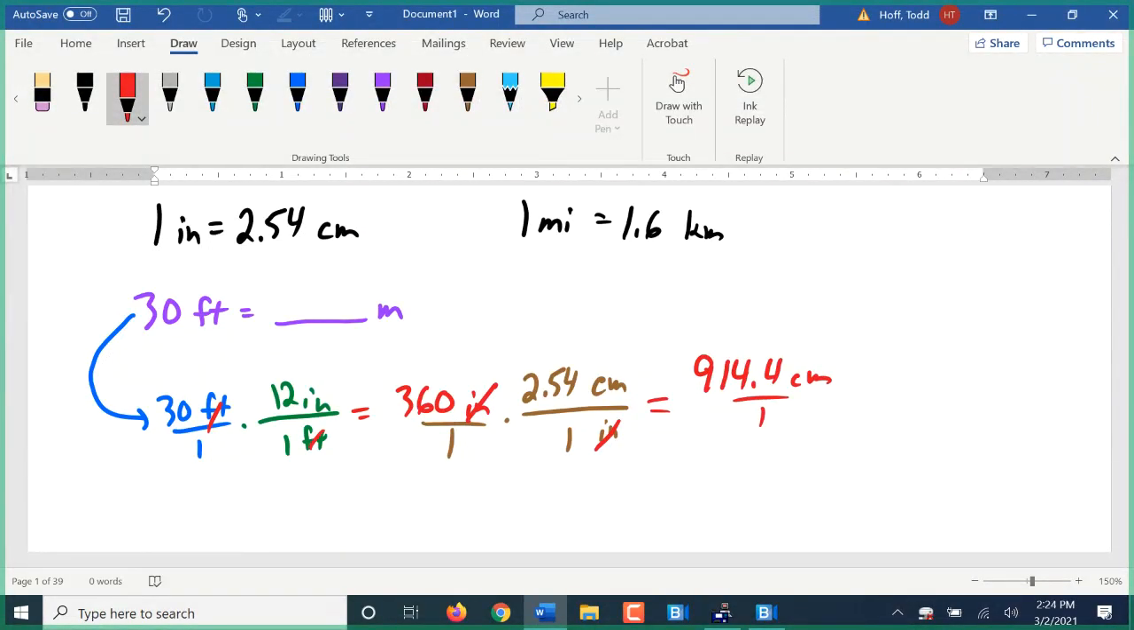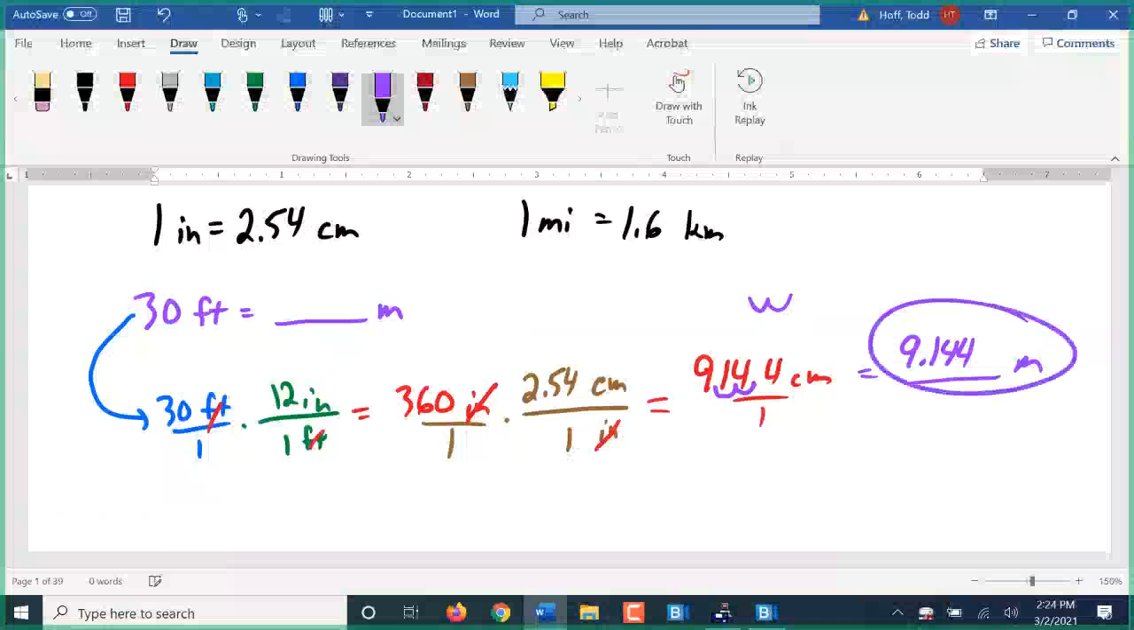And then we have to convert it to meters. Well, that's just going to be moving a decimal point. From centimeters to meters is 2 spots to the left on the chart, so we move our decimal point 2 spots to the left. That's 9.144 meters. So 30 feet is 9.144 meters.